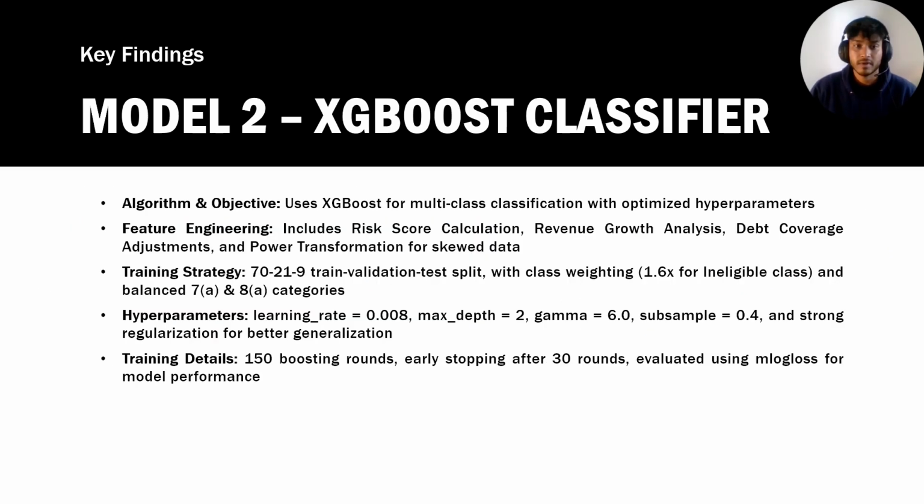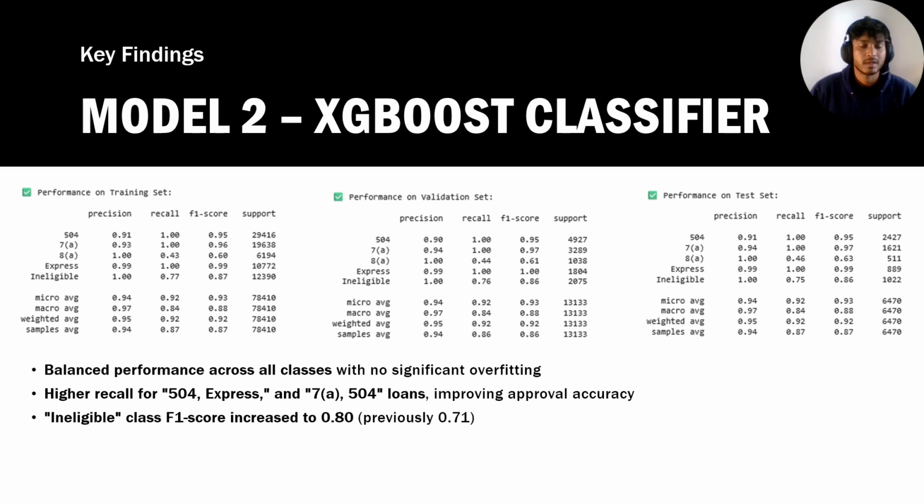Coming to the XGBoost classifier, it also had the same features for feature engineering, and we also included hyperparameters such as learning rate and max depth. And these are the results that we got for the XGBoost classifier. It performed fairly well. It gave a balanced performance across all datasets with no significant overfitting, and it also gave a high recall for 504 express and 7A 504 loans. And in case of the ineligible class, the F1 score increased to 0.8, which was previously 0.71.